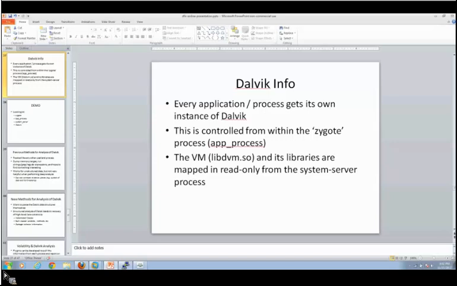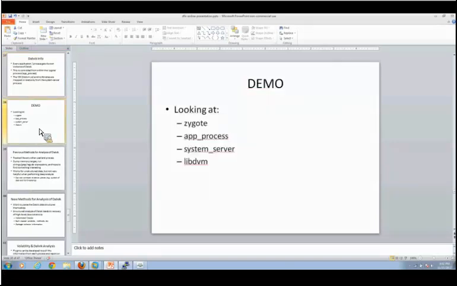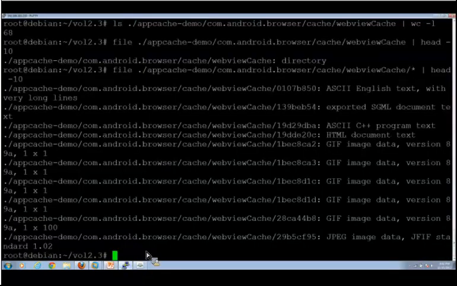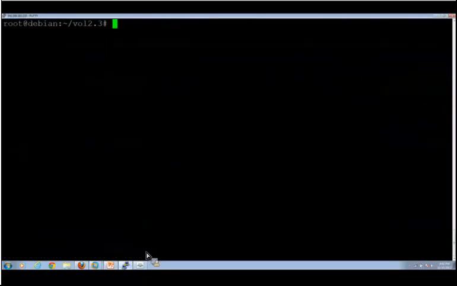And again, the point of what we're going to look at now is how this works, because it's not immediately clear when you start looking at Dalvik applications in memory how they actually function. So what we want to first do is look at the Zygote process and then take that all the way down to individual applications and see how they operate.